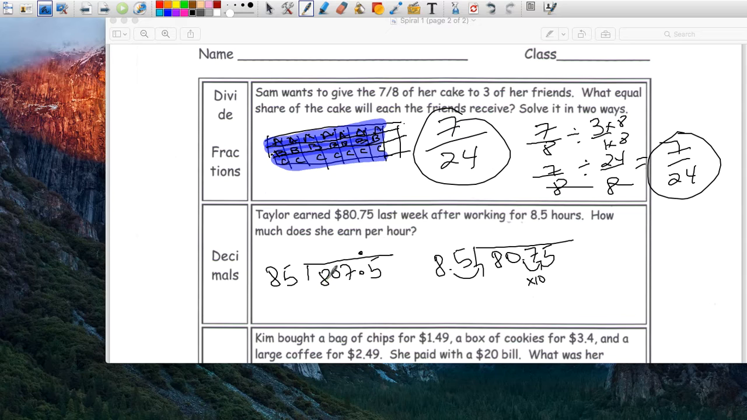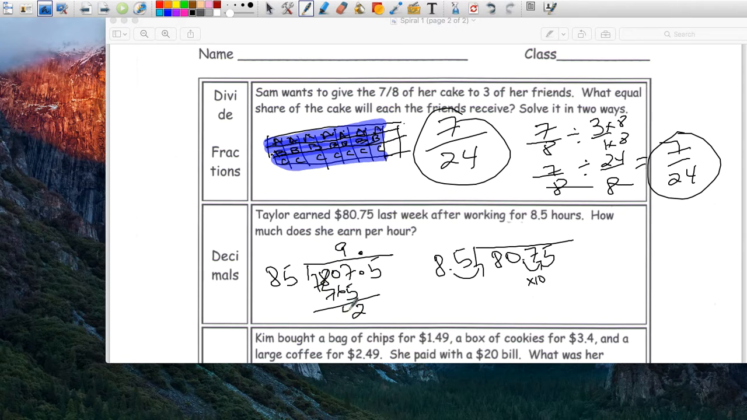85 does not go into 8, nor into 80, but goes into 807. I'm going to say 9 times. 9 times 5 is 45. Carry the 4. 9 times 8 is 72, plus 4 is 76. 7 minus 5 is 2.